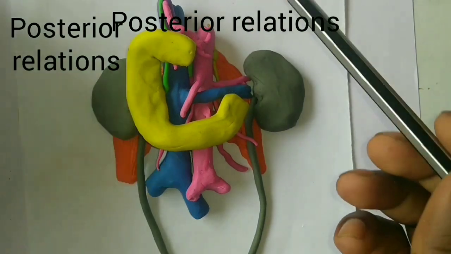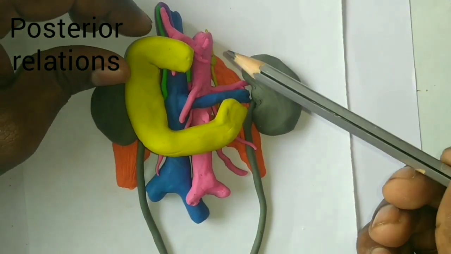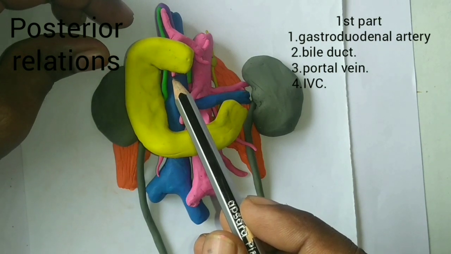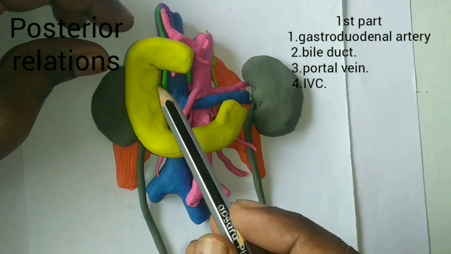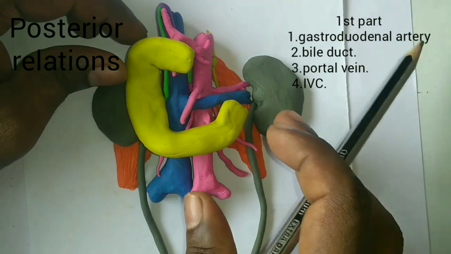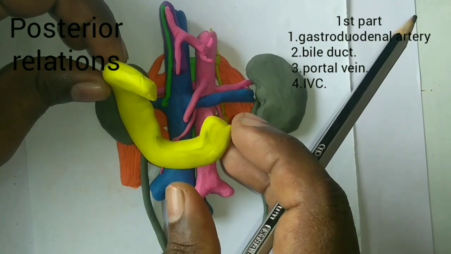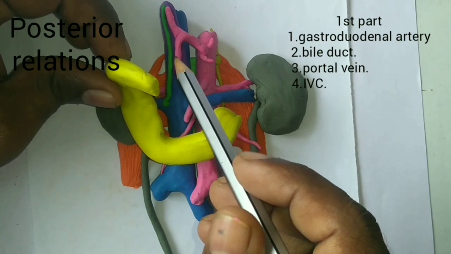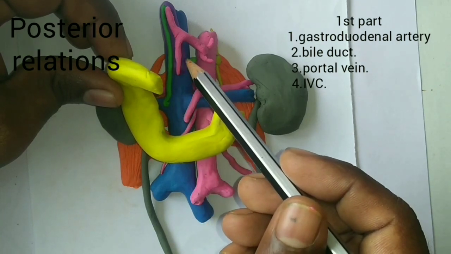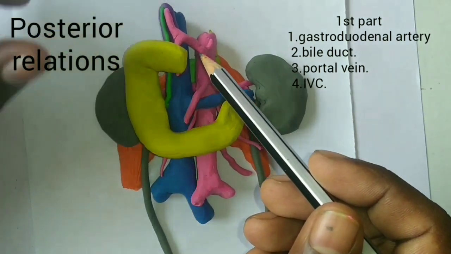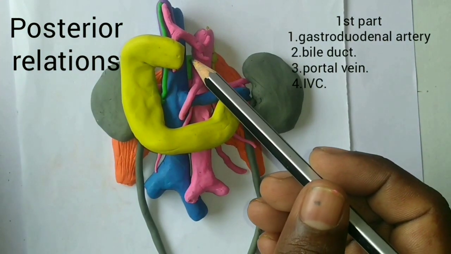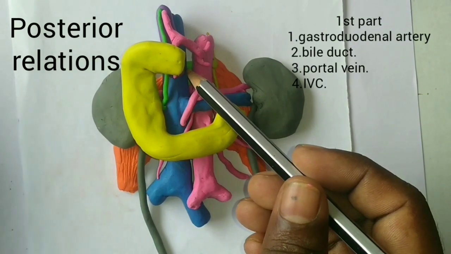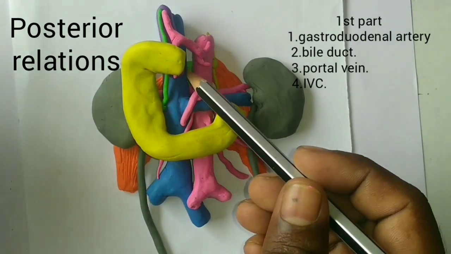The first part, posteriorly, is related initially to the blood vessel here. You can see this is the gastroduodenal artery, followed by the bile duct. You can see that clearly. Behind these two structures we have the portal vein, and behind the portal vein we have the inferior vena cava.